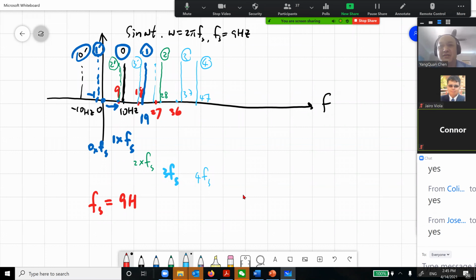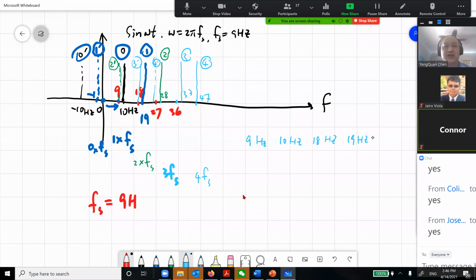Okay. So this is 4 prime. Yes, it's 26. So this is a 4 prime. Okay, 4 prime. So now what I'm going to summarize is I have 10 hertz. I have 9 hertz, 10 hertz. Then I also have 18 hertz. Okay. Then I have also 19 hertz.